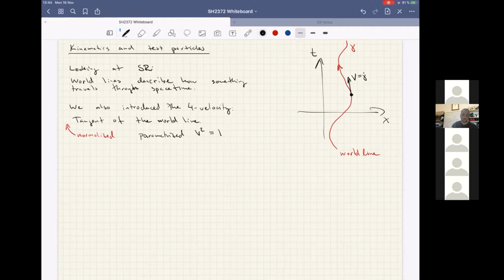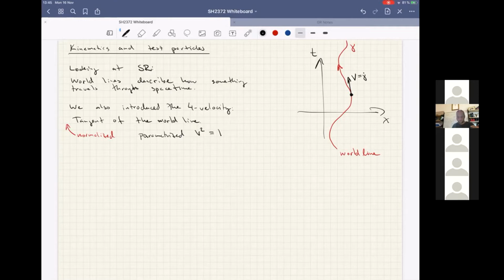And in order to be a world line that an observer can follow, I need to have a time-like world line. So the tangent vector needs to have a positive norm, and I normalize that to 1. That again is a concept that we just lift directly from special relativity, with the only difference really that we are now in a general manifold rather than being in Minkowski space. So the question now is, how do test particles move?